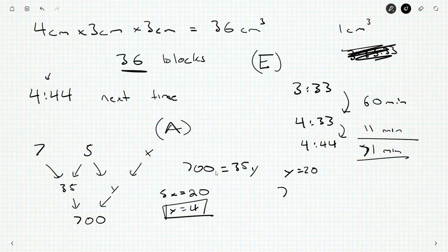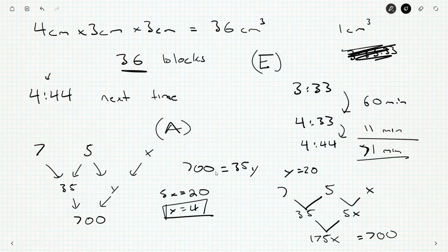Here's another way. This is probably the way I'd prefer to do it. Start with the 7, the 5, and the x, and go down and get products. So 7 times 5 is 35. 5 times x is 5x, which happens to be y, but now I don't need to talk about y. And then down here, 35 times 5 is 175. So we'll get 175x, and I know that's got to be equal to 700. So this is another way to do the question.